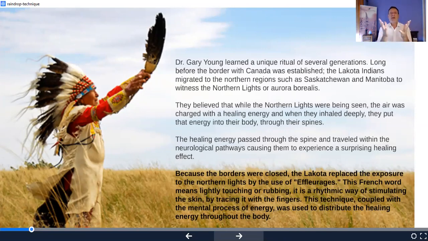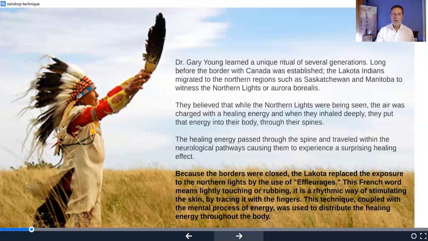The Indians migrate, and they believe that these lights have plenty of healing energy. So they breathe deeply with their arms in the air. They breathe in this energy, these lights, and bring it through the head, all along the spine, and to where the people needed to be treated. Okay, this was really the first moment that the Indians discovered these northern lights with these healing energies.